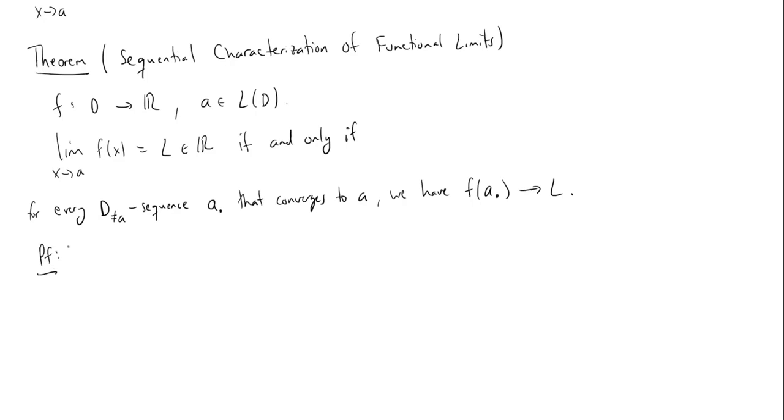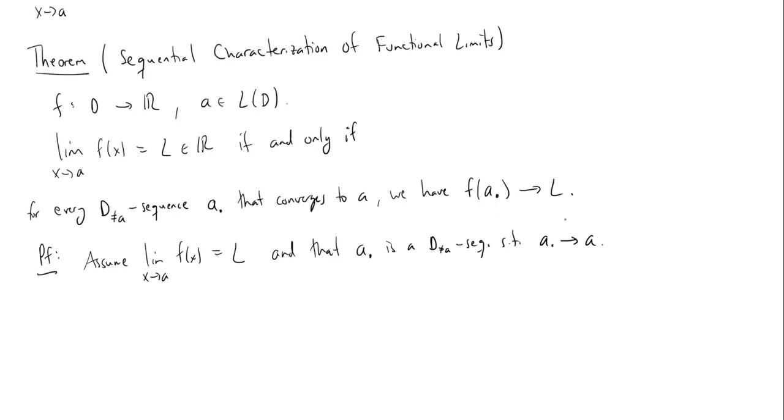Of course, this is if and only if, so it'll be two directions. We'll start by assuming that the limit as x goes to A of f of x is equal to L. Furthermore, since we're trying to prove that for every D not equal to A sequence a-dot that converges to A, something happens, we're also going to assume we have such a sequence a-dot. So a-dot is a D not equal to A sequence such that a-dot converges to A. We want to prove that f of a-dot converges to L.